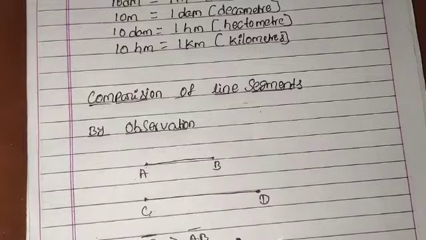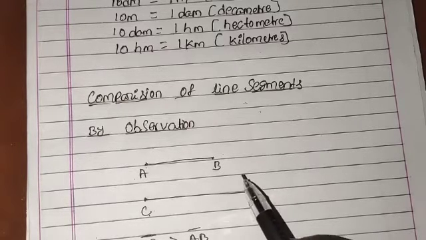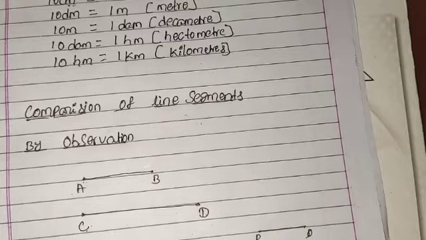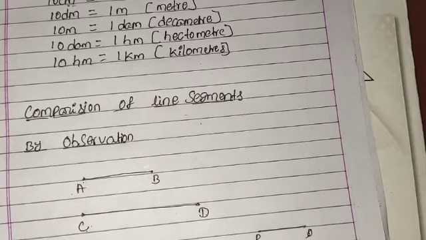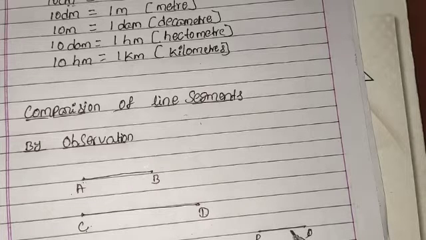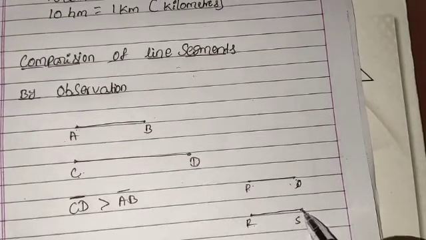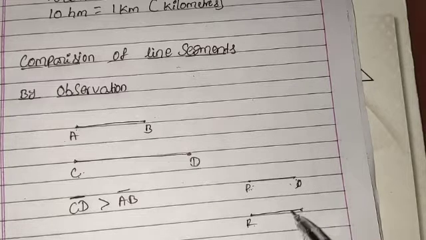But sometimes it is not possible, if the difference between their lengths is very small. For example, let's see. This is a line segment PQ, and this is a line segment RS. Here the difference between the lengths of PQ and RS is very small. In this situation, we cannot easily find out by observing which is the greater or smaller, which is shorter or longer.